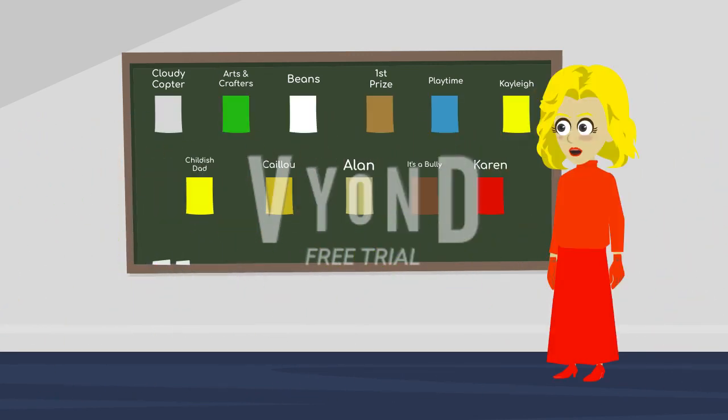As for you, Cloudycopter, Arts and Crafters, First Prize, Playtime, and Caillou, and Beans, for telling me the truth, you will get silver, green, bronze, blue, and gold. Unfortunately, Beans, since you only apologized, your card will remain on white. Now to get all of the items.